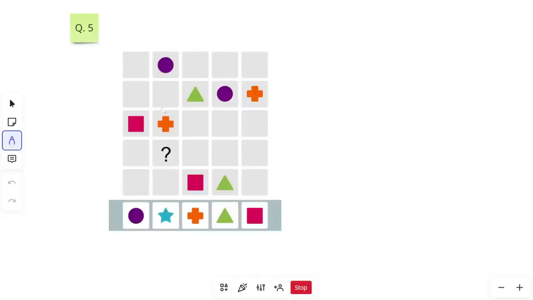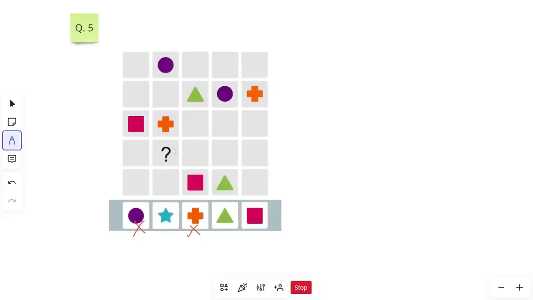See, first let us eliminate the extra options which will not come. Plus cannot come, because plus is already there in this column, right? So in one column, same sign cannot come twice, right? So plus cannot come here. Again, circle can also not come here, because circle is already there in this column. Now we are left with 3 signs, so we have to figure out of these 3 which one will come.